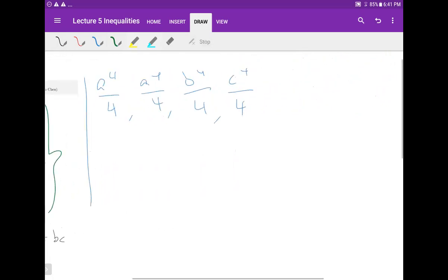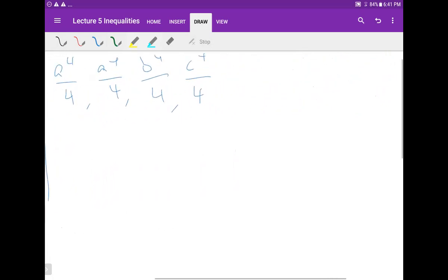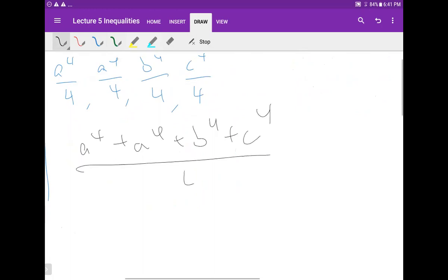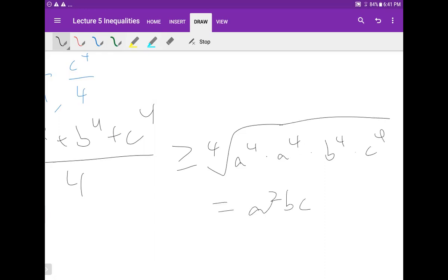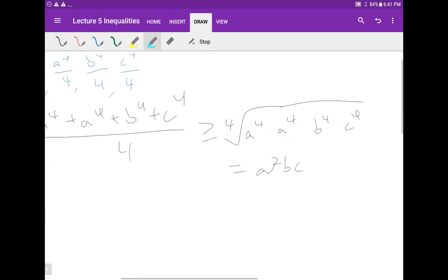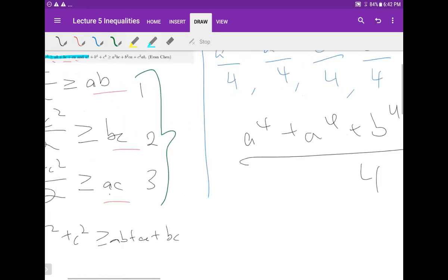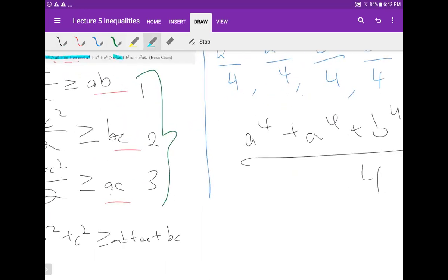So if I bring my screen over here, we have that a to the fourth plus a to the fourth plus b to the fourth plus c to the fourth all over 4 is greater than or equal to the fourth root of a to the fourth times a to the fourth times b to the fourth times c to the fourth. And this is just equal to a squared bc. Now you might already see where this is going, because we have a squared bc here, and we can do the same thing.